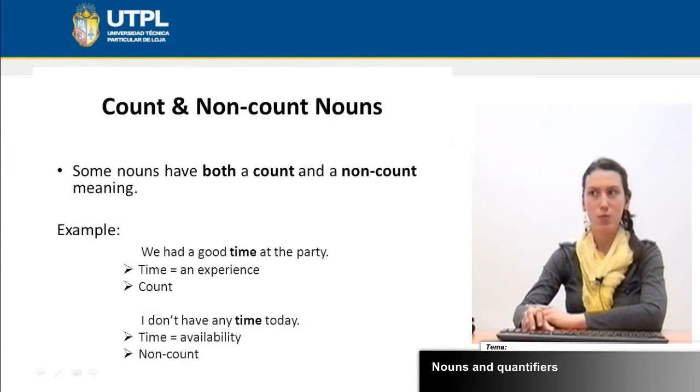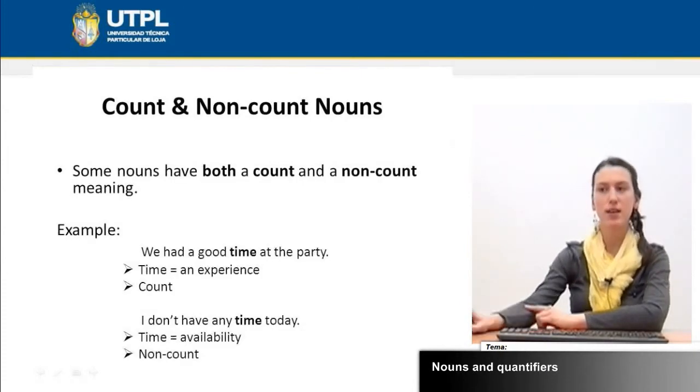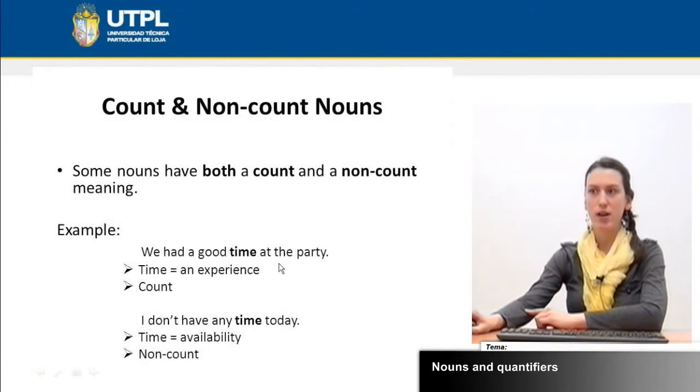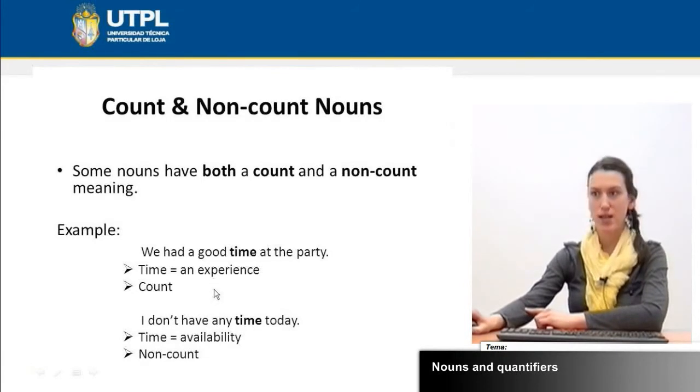But some nouns have both a count and a non-count meaning. Let's look at this example. We had a good time at the party. Time here is an experience, so it's countable. But I don't have any time today. It's availability here, so it's non-countable.